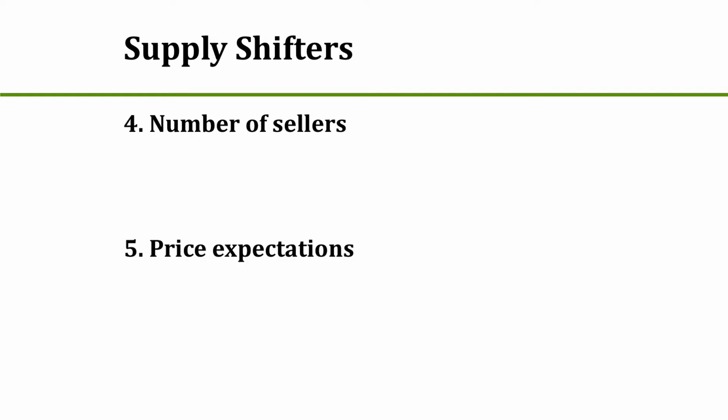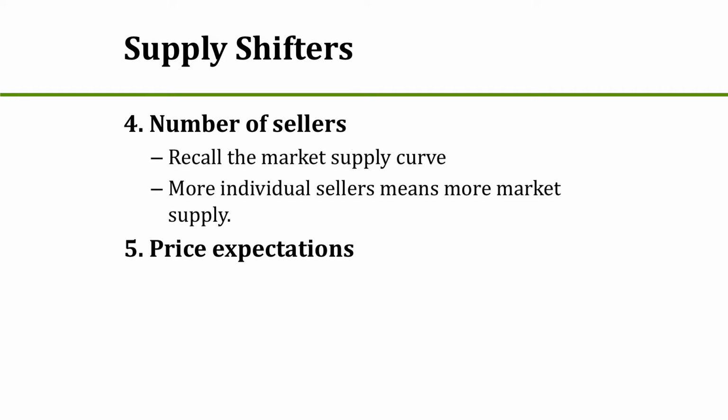The number 4 is the number of sellers. When we have more sellers in the market, that means more supply. That's why when the number of sellers increases, the supply will increase and the supply will shift to the right.